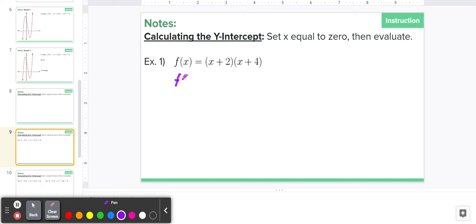If I set my x value equal to 0 and replace all my values of x here, 0 plus 2 times 0 plus 4. Okay, I'm going to get 2 times 4, which is going to be equal to 8. Our y-intercept of this function, x plus 2 times x plus 4, is equal to 8.